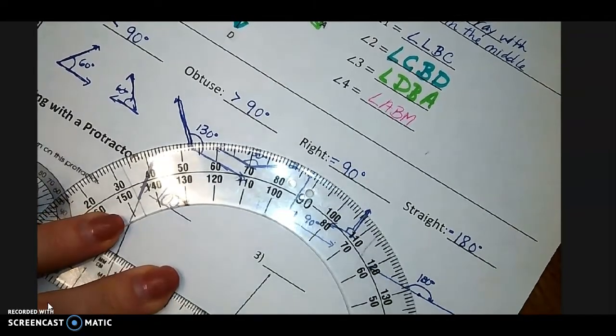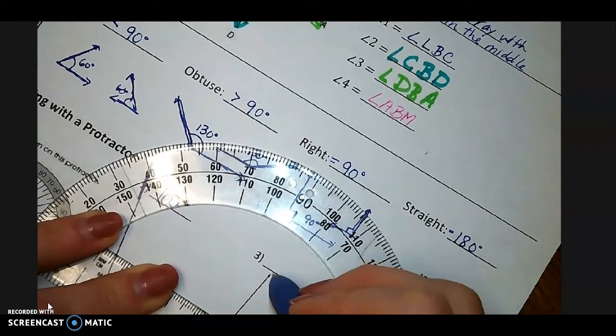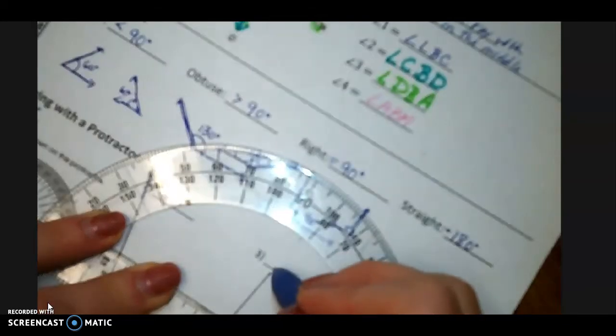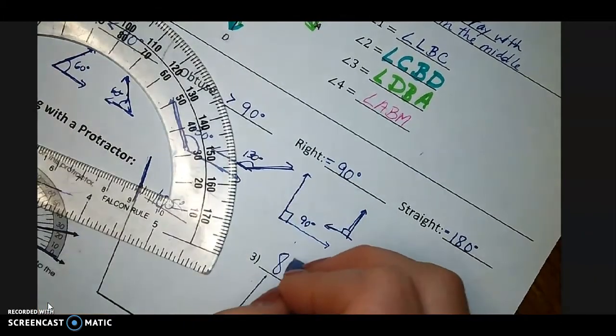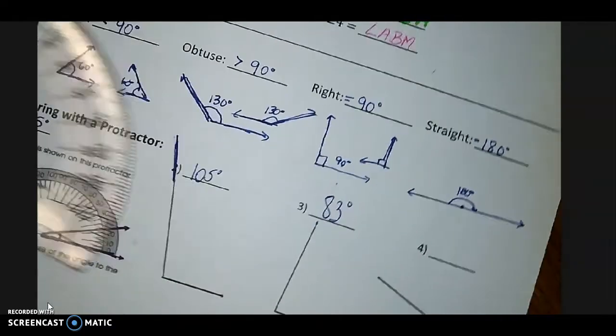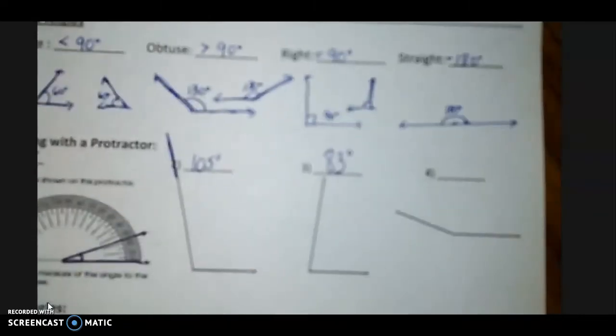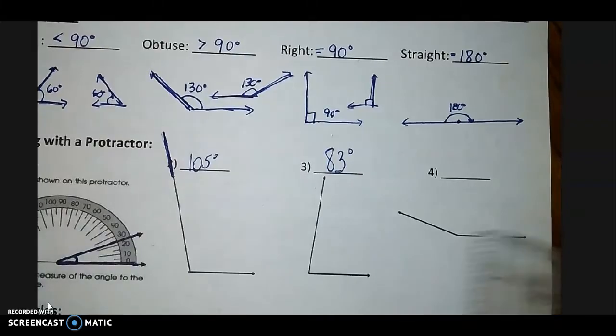So once again, line it up. There's my vertex. I start here. I'm going to go 0, 10, 20, 30, 40, 50, 60, 70, 80. And this one looks like it's in between. So I would say that it's about 83 or 82 degrees. Somewhere around in there. I'm sorry, I turned my paper on you. So it'd be about 83 degrees on that one.